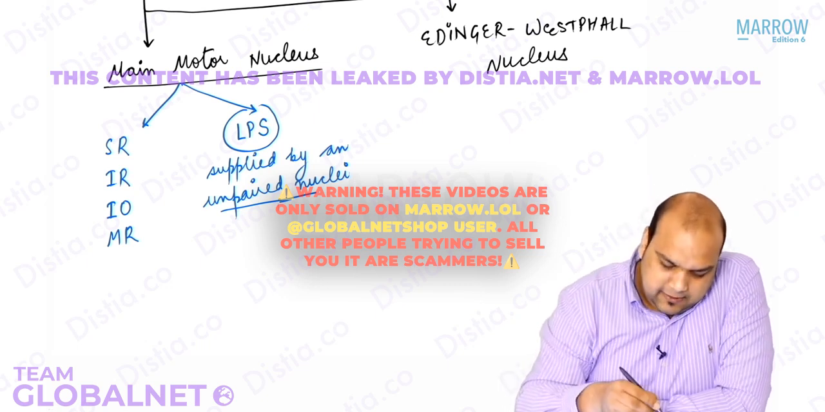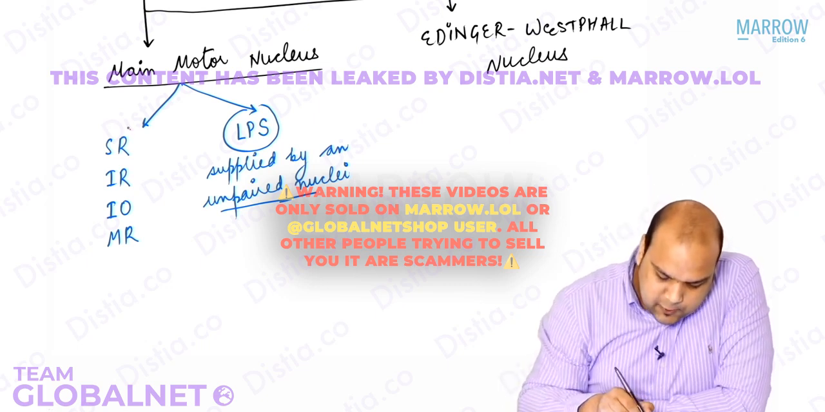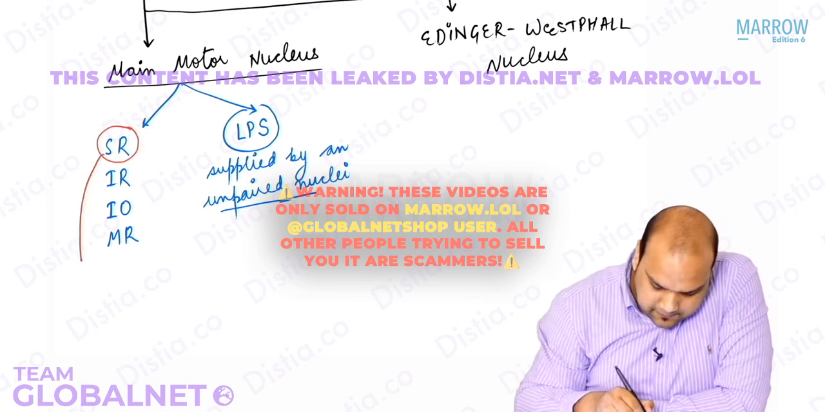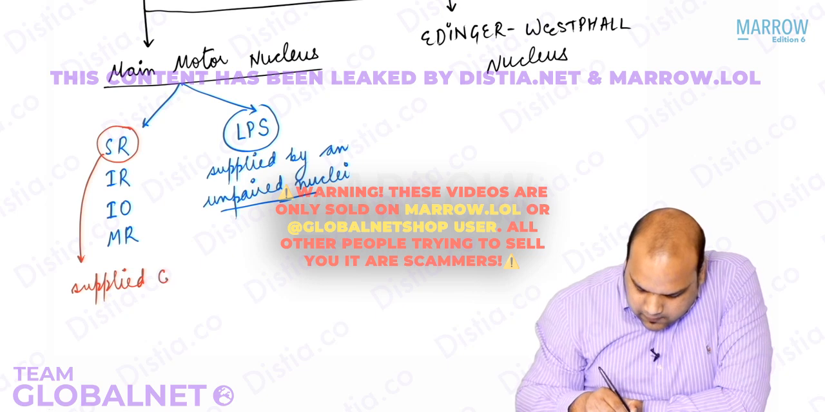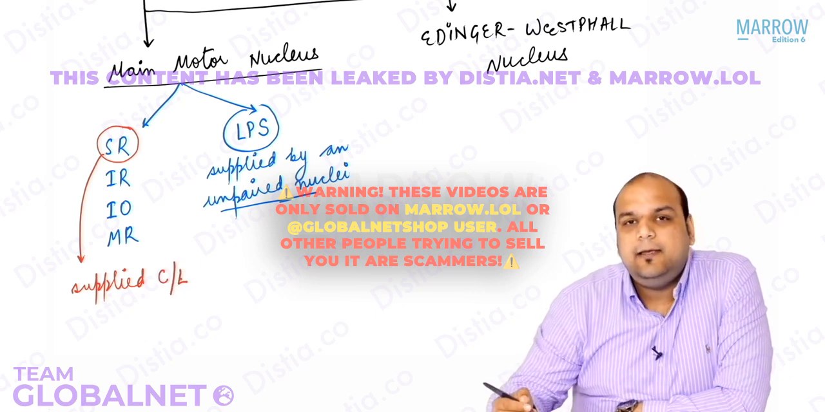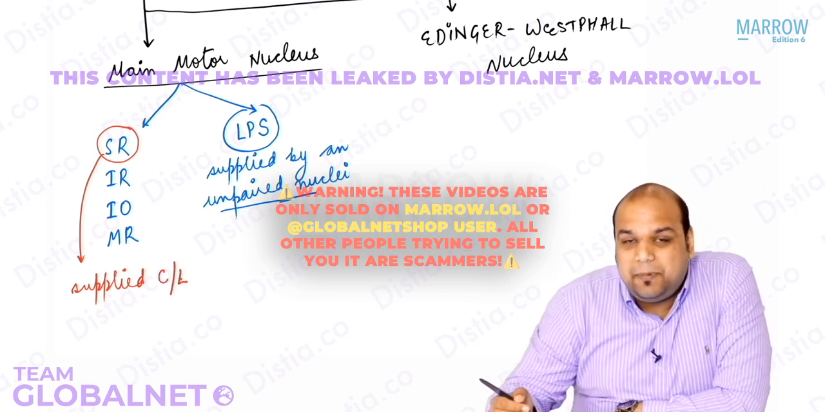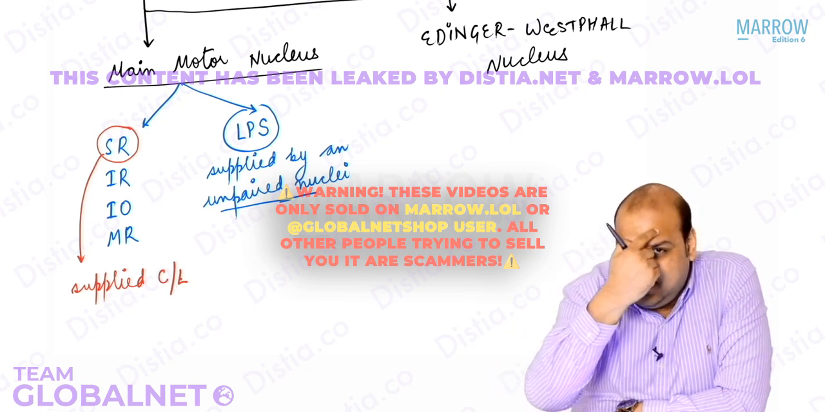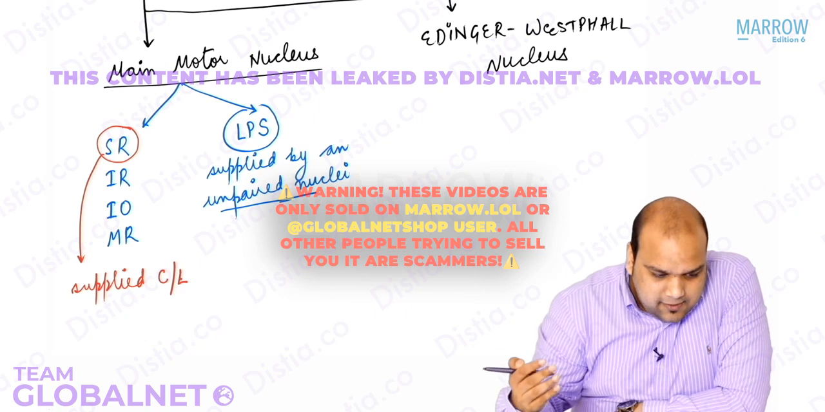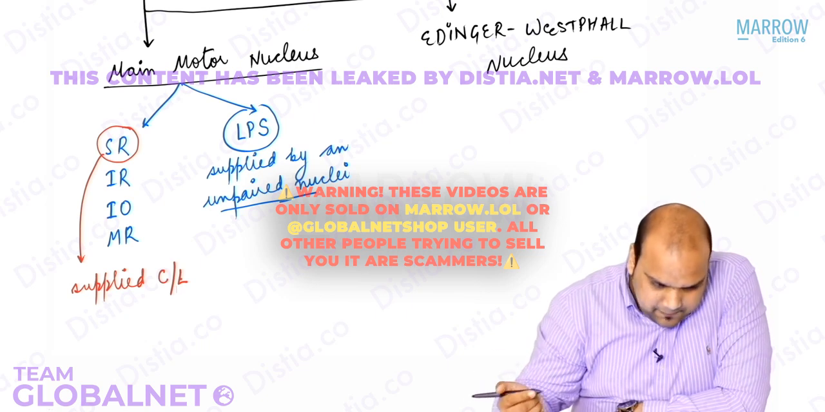Now, the other important point is that superior rectus is supplied contralaterally. The right nucleus will supply the left side. The left nucleus will supply the right side. Okay.